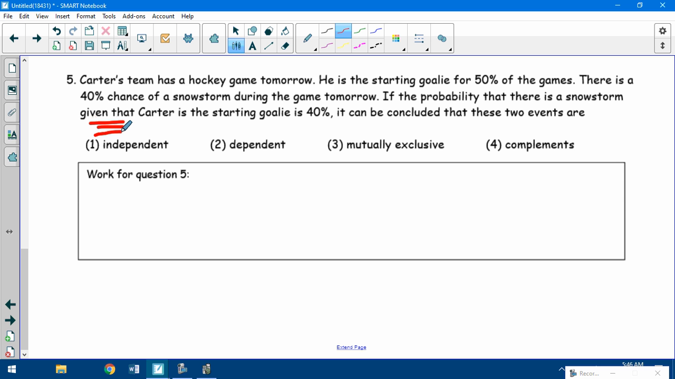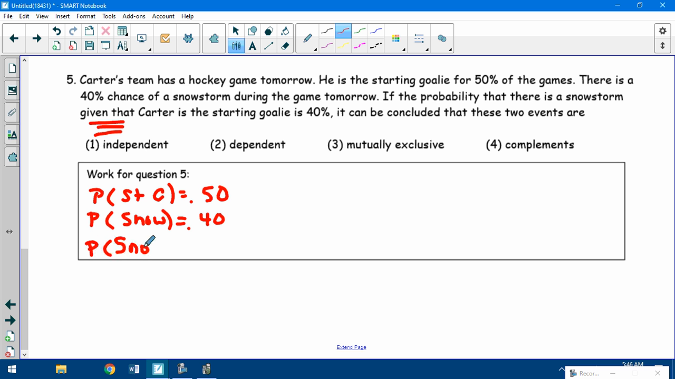Let's see what we actually have. Sometimes it helps to write everything in probability notation. He's a starting goalie for 50% of the games. So probability starting goalie is 0.50. There's a 40% chance of a snowstorm. So probability snow is 0.40. If the probability there's a snowstorm given that Carter's the starting goalie is 40%, that's the probability of snow given starting goalie is 40%.